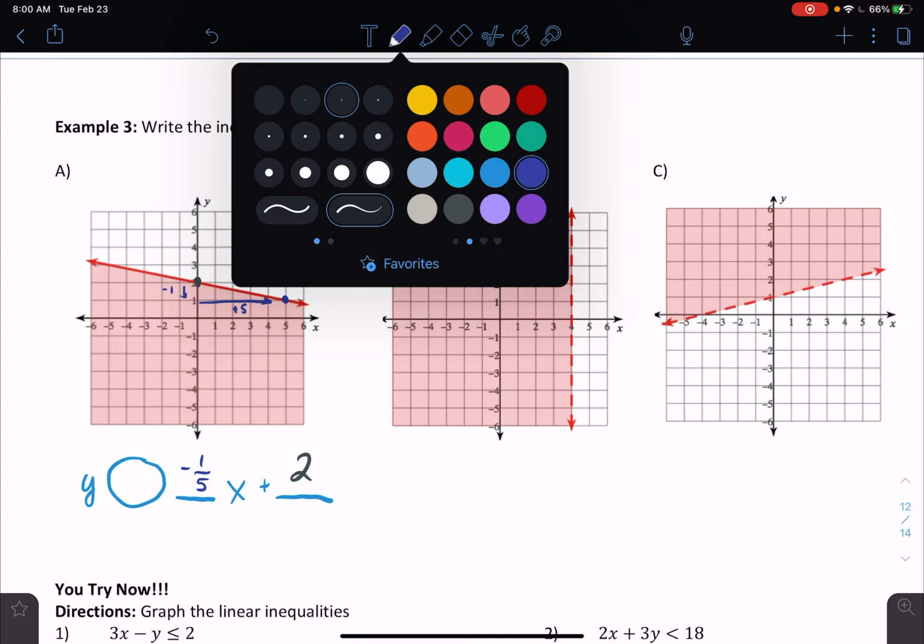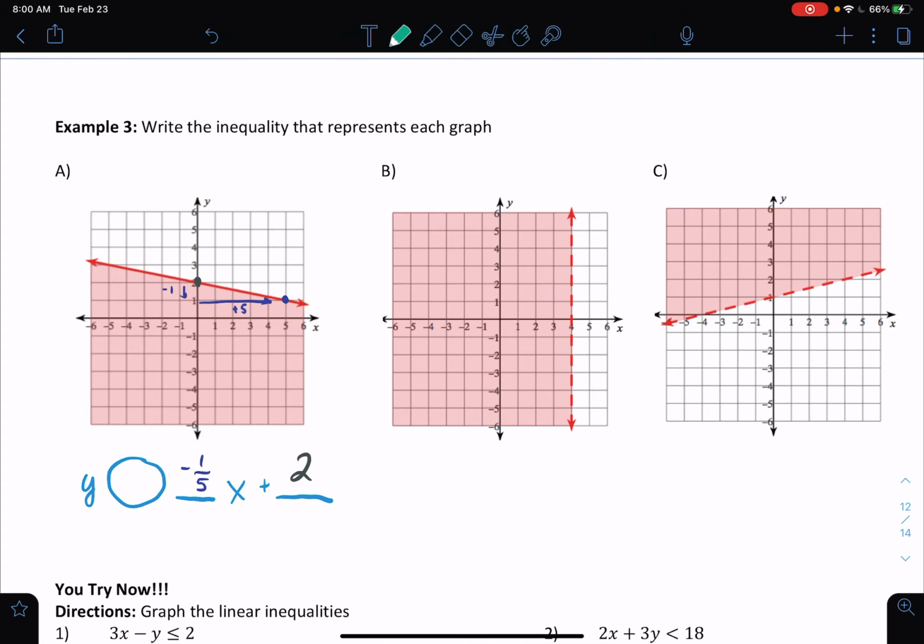And last but not least, we have to figure out whether we have a solid or dashed boundary line and whether we shade above or below. Well, notice we shade below this line. Okay, so if we shade below, that's going to be less than, and since we have a solid boundary line, it's going to be less than or equal to.